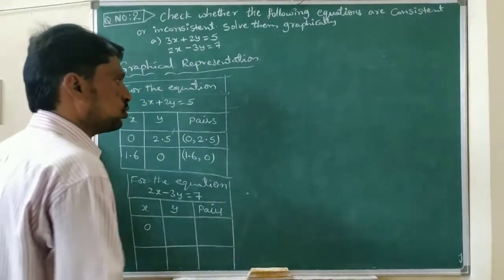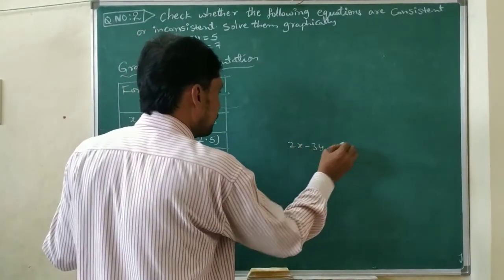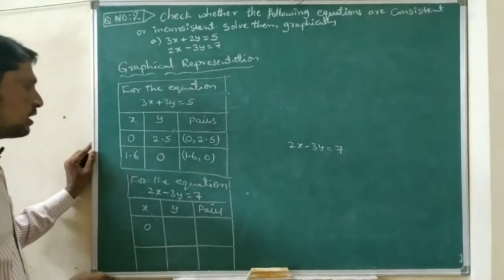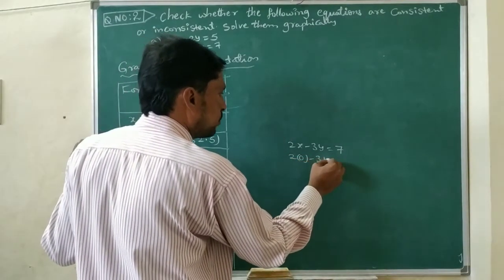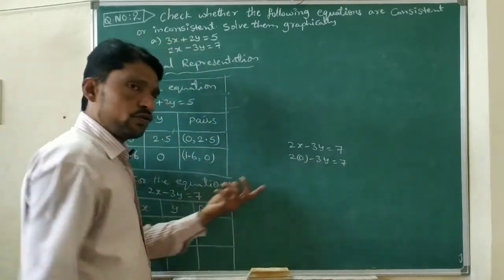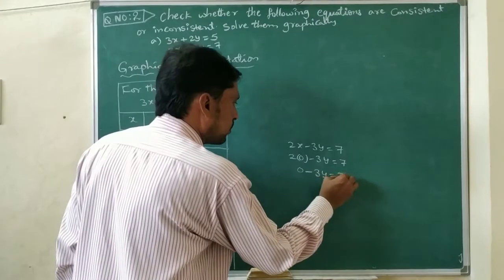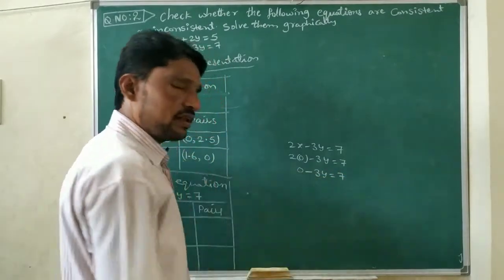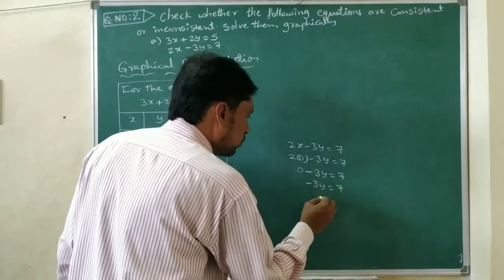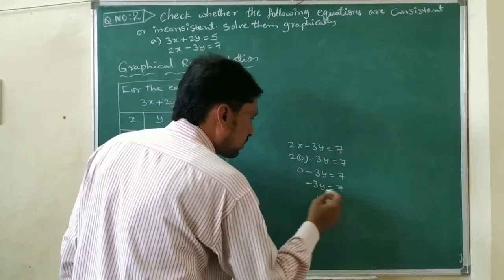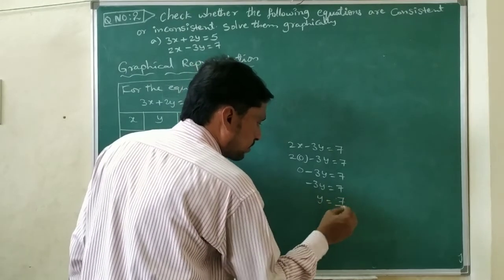So we need to substitute in this equation 2x minus 3y equal to 7. So in that we are substituting x value 0, means 2 into 0 minus 3 into y equal to 7. 2 into 0 that value is 0, minus 3y equal to 7. 0 minus 3y we can get minus 3y equal to 7. So y equals 7 by minus 3 we are getting.